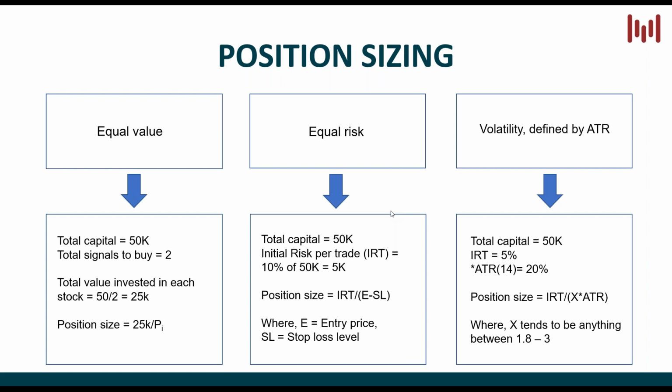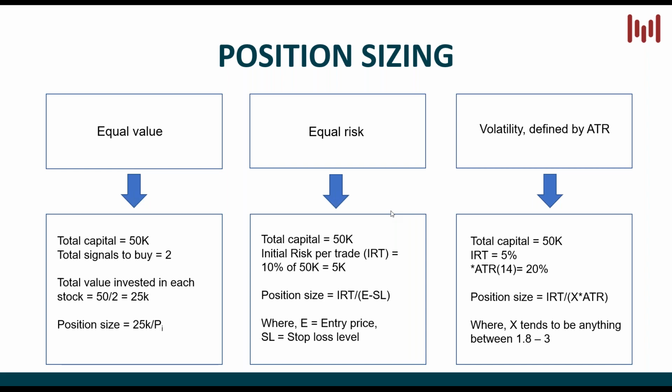Now the total value that I will therefore invest under the equal value methodology is just the total capital available divided by the number of stocks that I want to buy, which is 2. So I invest 25,000 in each stock. And how many units of each stock will I buy? That really is a function of 25,000 divided by the price of the stock. Simple. Okay. So that's the equal value approach recommended for absolute beginners.